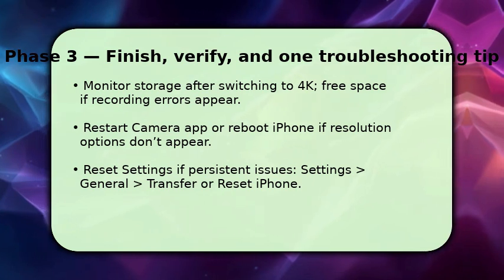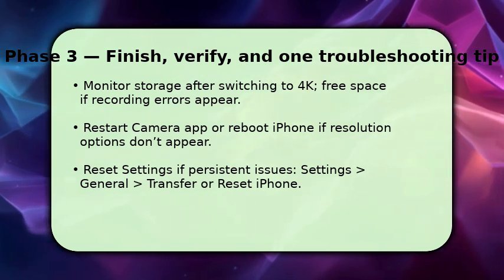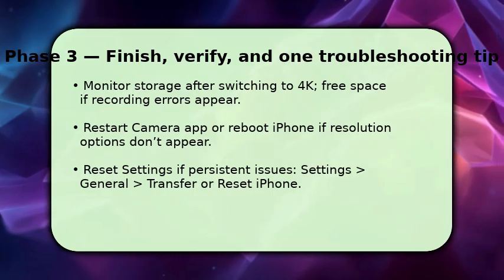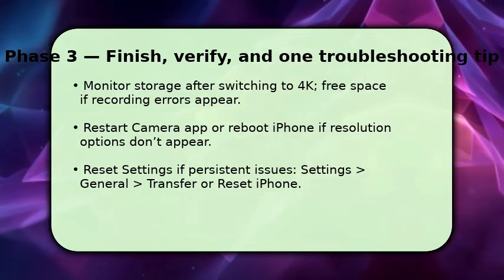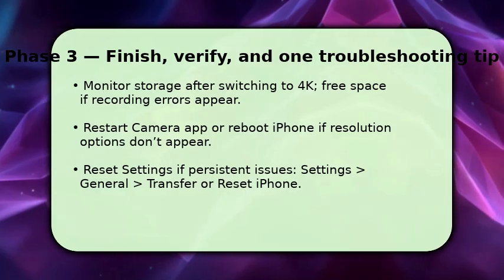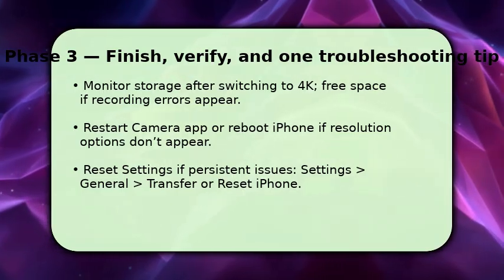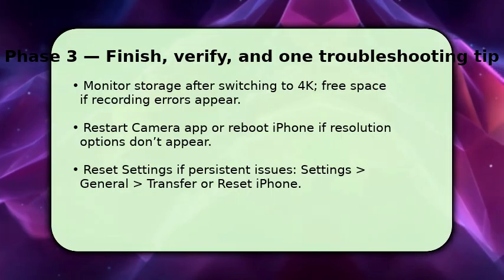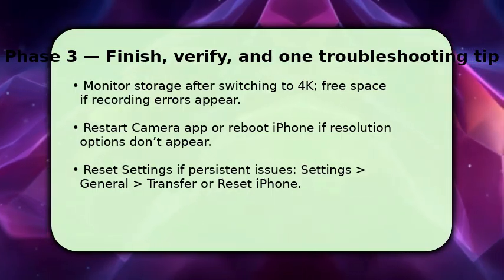If you see errors, free up storage or force close camera and try again. Often that clears transient issues. Make sure to restart the phone before resetting settings. If nothing fixes it, use Settings, General, Transfer or Reset iPhone, Reset to restore camera defaults. This resolves stubborn configuration problems.